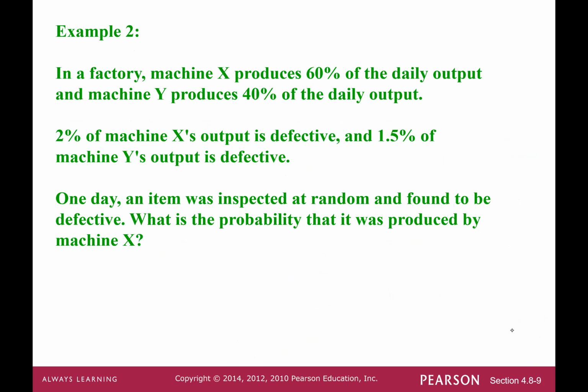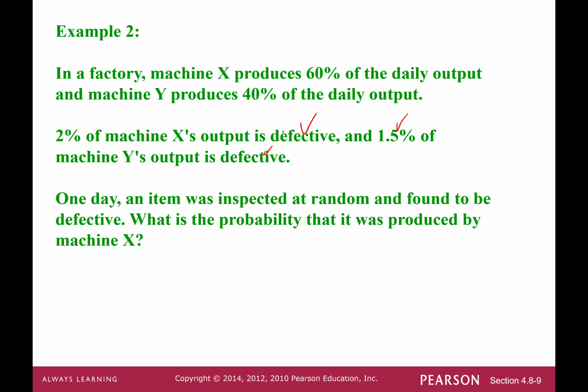Right now, I want you to look at question 2 and try to work it out yourself. And in this one, I also have machine X, machine Y, right? So two different machines. Machine X produces 60% of the daily output. Machine Y produces 40% of daily output. And 2% of machine X's output is defective. 1.5% of machine Y's output is defective.